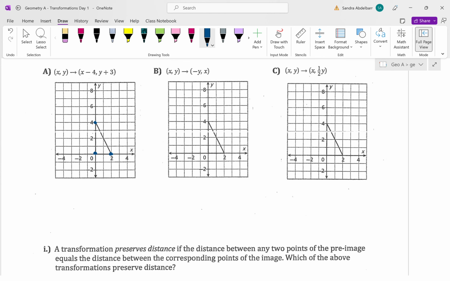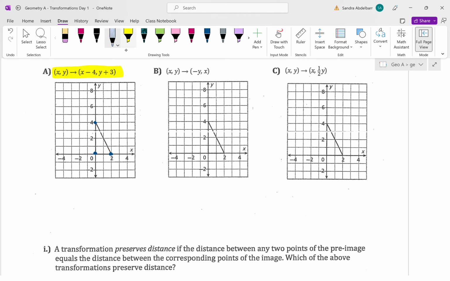And now what is it telling us to do to each of these points? Can somebody explain this transformation for us? What is it asking us to do? Move where and where? You got it. 4 units to the left, 3 units up. So what we're going to do is take each point and move it 4 units to the left and 3 units up.